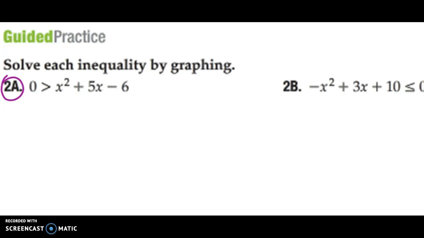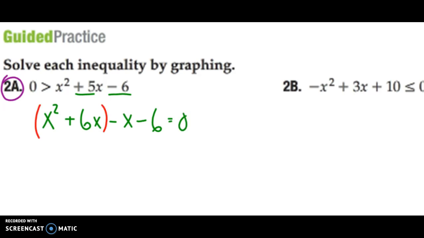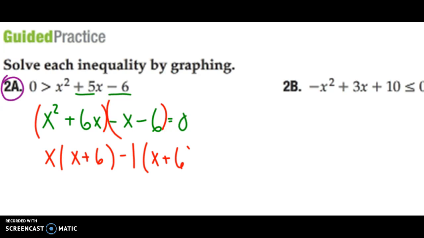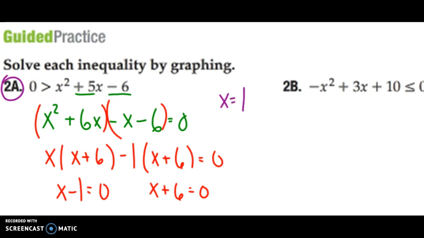So if I'm going to solve this, what I'm going to do is I'm going to say what two things multiply to negative 6 and add up to positive 5. That's going to be plus 6x minus x minus 6, okay, is equal to 0. All right. And I get x and x plus 6, and then negative 1, x plus 6 equals 0. So then I get x minus 1 equals 0, or x plus 6 equals 0. And so my two solutions I end up getting are x equals 1 and x equals negative 6. How did I get that? Just solve each one of these independently.